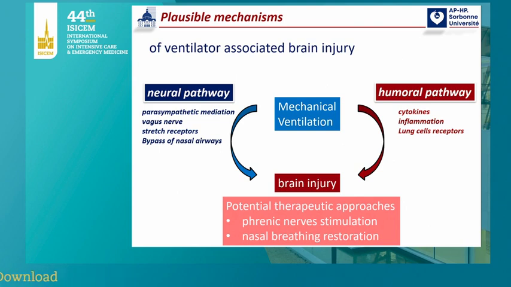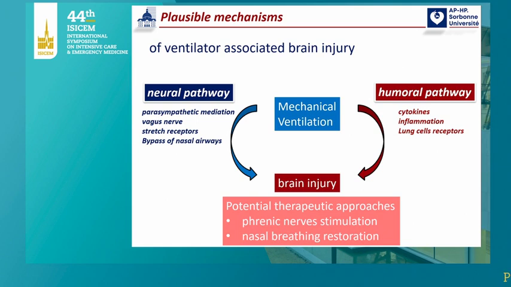So we do have some plausible mechanisms to explain how mechanical ventilation may be deleterious to the brain. Basically, there are two pathways. On the left side, it's what has been called the neural pathway. And you see that different mechanisms could play a role. Parasympathetic mediation, for instance, the vagus nerve also could be involved. I already mentioned earlier the stretch receptors, but also we could imagine that bypassing the nasal airways when we intubate a mechanically ventilated patient could also be a way to reduce the interaction between ventilation and the brain. There is also on the right side the humoral pathway that is linked to cytokines, inflammation, of course, that is also very important in patients with sepsis, for instance.